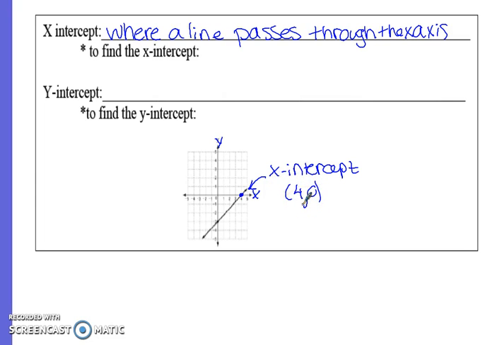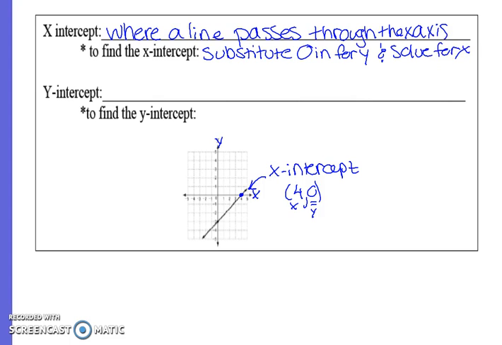To find the x-intercept with an equation, look at your ordered pair. You have x, y is 0. So you substitute 0 in for y and solve for x.